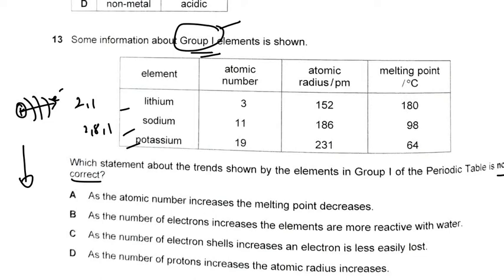If you look at the options, atomic number increases, melting point decreases. Yes, this is a correct characteristic of group number 1. Number of electron shells increases, the elements are more reactive with water because they have more shells. Number of electron shells increases, the electron is less easily lost. It is not less easily lost, it is easily lost. It can lose very fast. So option C is the answer. As the number of protons increases, the atomic radius increases. This is also correct. So only option C matches.